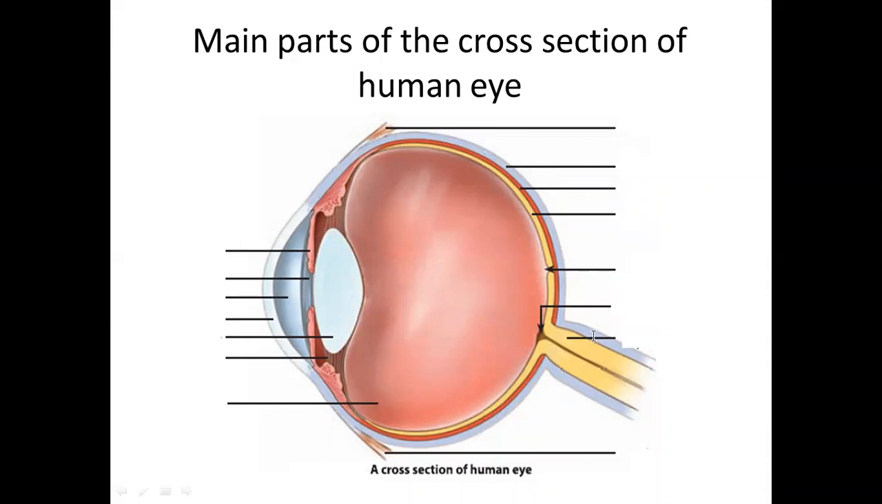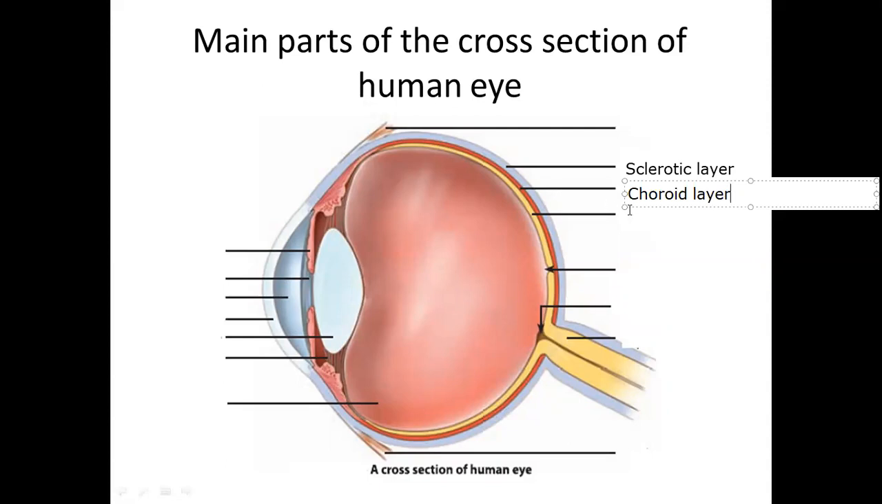The outermost layer of our eye, which is white in color, is a tough white layer which will not let light in. It is known as the sclerotic layer. Inside the sclerotic layer, you will find this red colored layer. This is known as the choroid layer. This layer supplies blood to your eye.